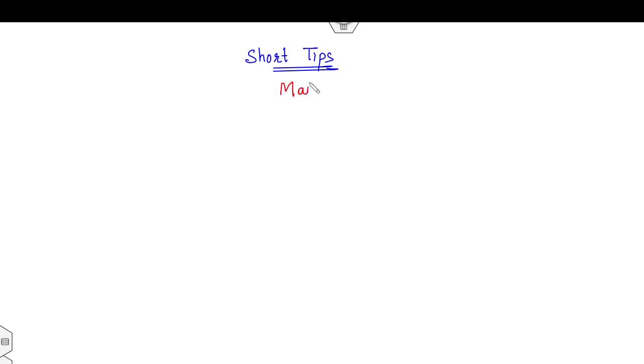Whenever the question is related to a matrix, you can solve the problem with the help of the eigenvalues and with the help of the rank of the matrix always.